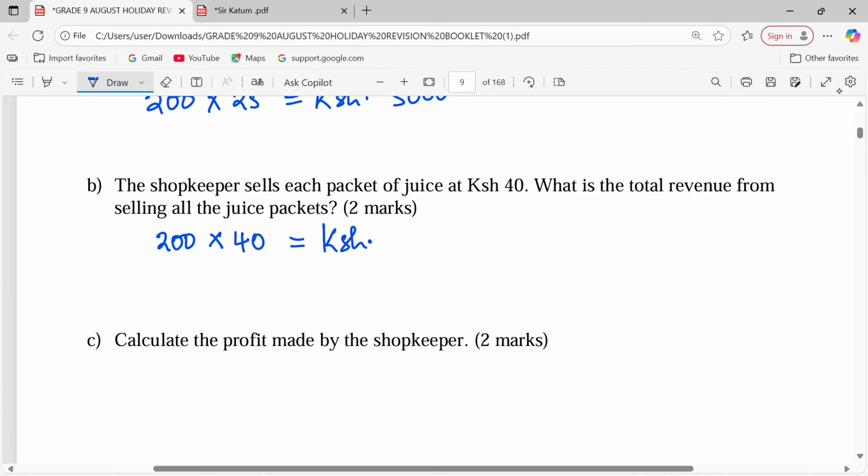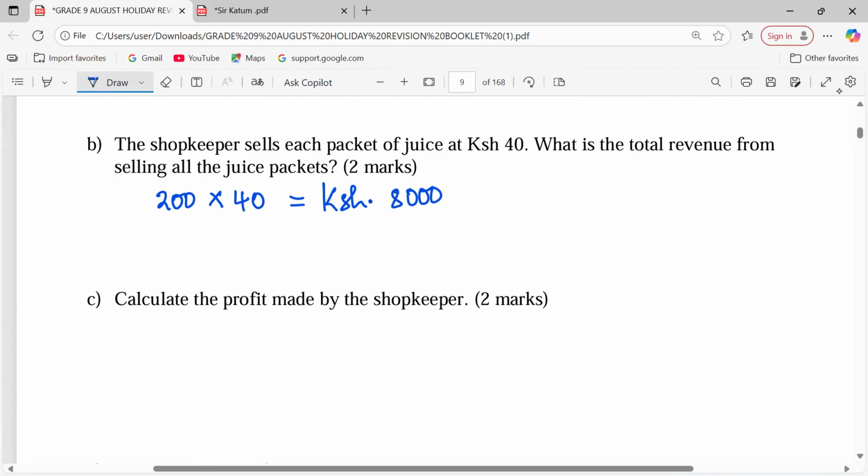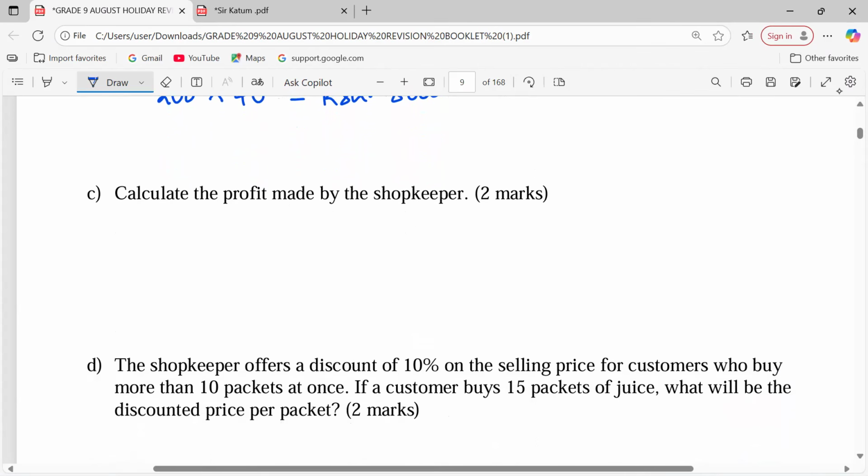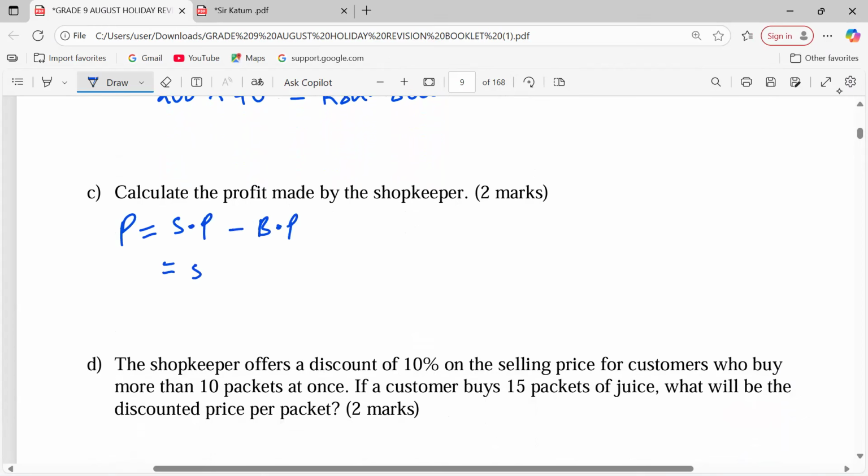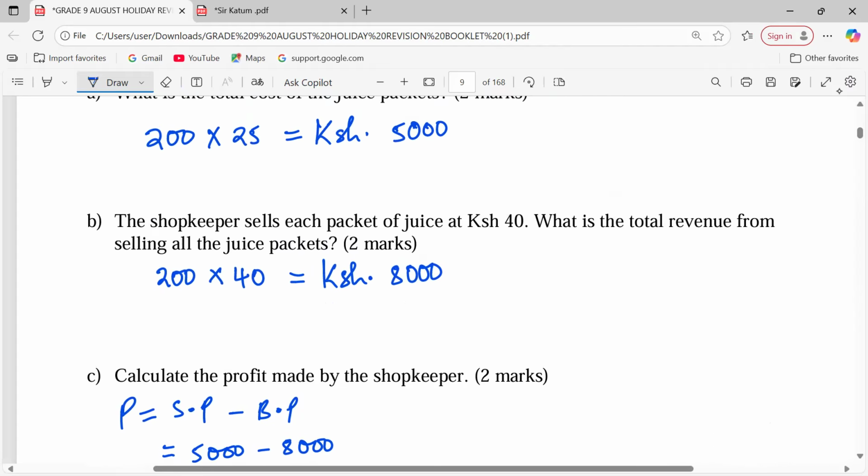So how much is this shopkeeper going to reap from all of them? This is 8,000 Kenya shillings. And in part C, we calculate the profit made by the shopkeeper. How do we get profit? We need the selling price minus the buying price of the items. They were all bought at 5,000, but now the shopkeeper is selling at 8,000. Therefore, they have realized 3,000 as the profit.